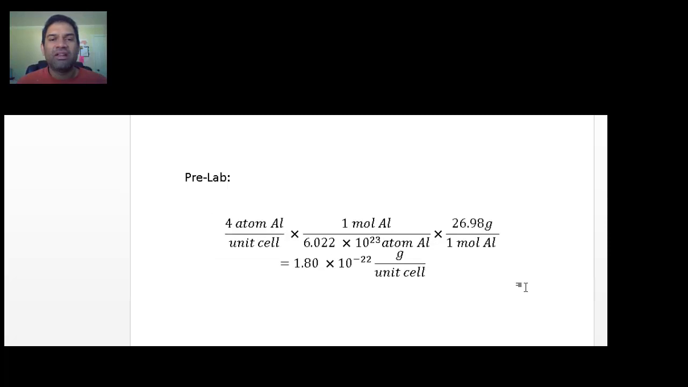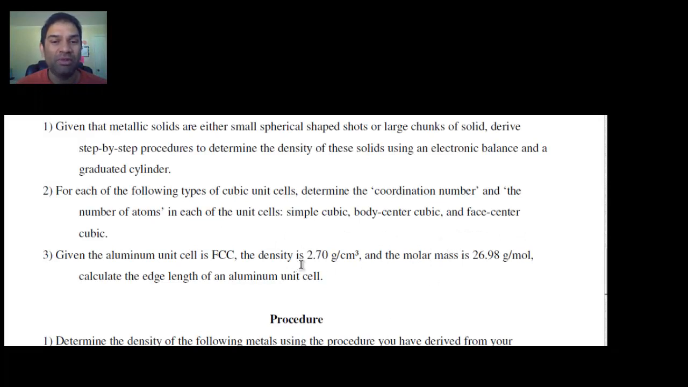Doing this on my calculator, I'm getting about 1.80 times 10 to the minus 22 grams of aluminum inside that unit cell, which we've established as face-centered cubic, and there's 4 atoms in that unit cell. We know the density of aluminum because the problem tells us it is 2.70 grams per centimeter cubed. Remember, 1 milliliter and 1 centimeter cubed are the same thing. So let's go ahead and from there figure out the volume.